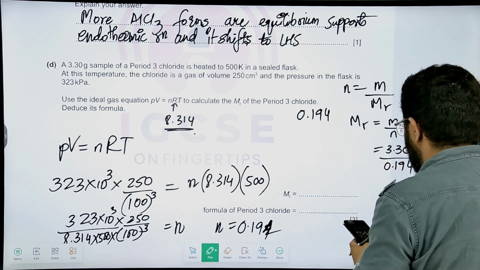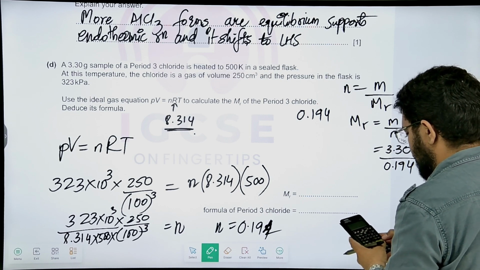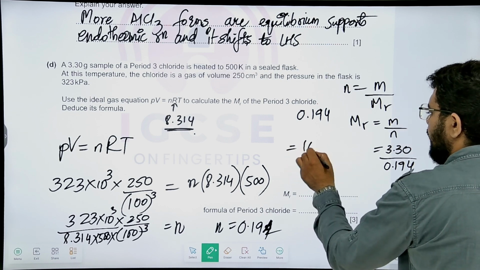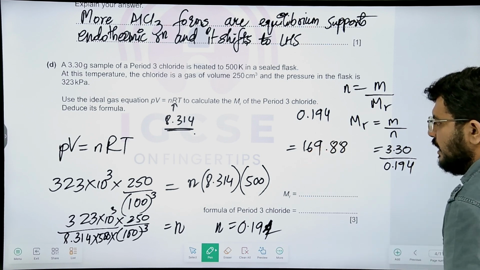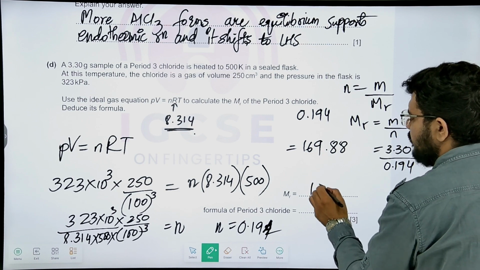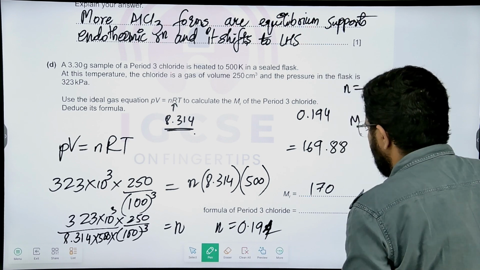So I'll simply do 3.30 divided by answer, which gives me 169.88, right? So you have answer as 170. You can write 169.88 is 170.